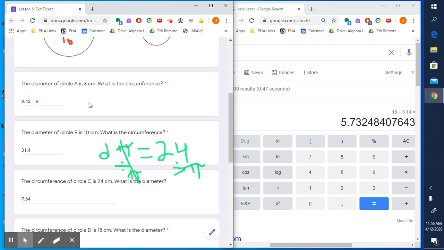So for either of these, you're either multiplying by 3.14, that's if you start with the diameter, or dividing by 3.14 if you start with the circumference.